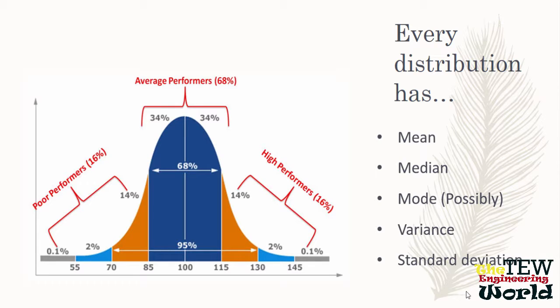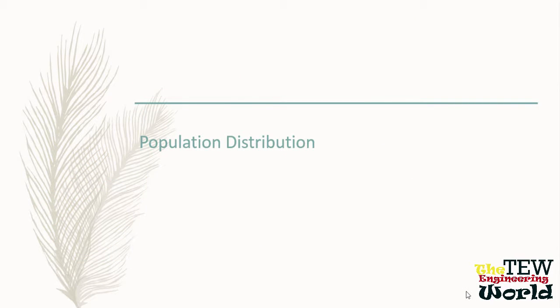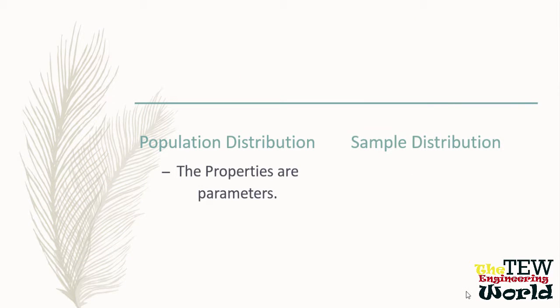In a population distribution, the properties are parameters. In a sample, the properties are statistics.